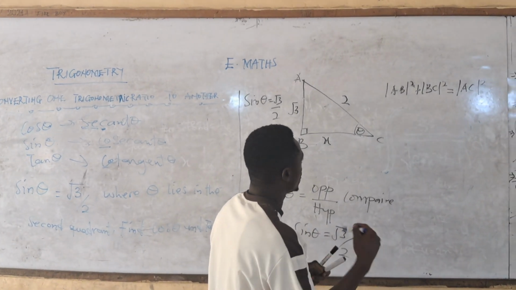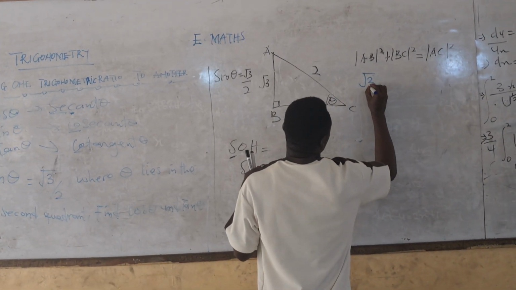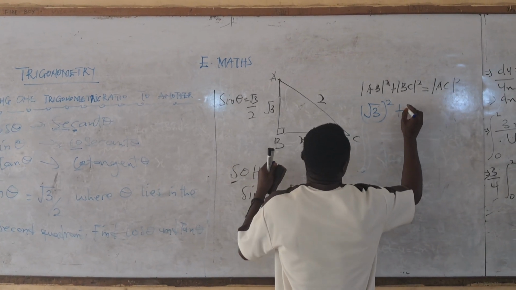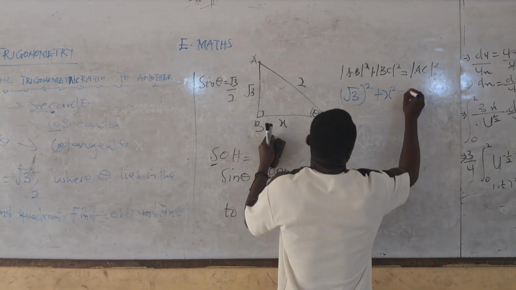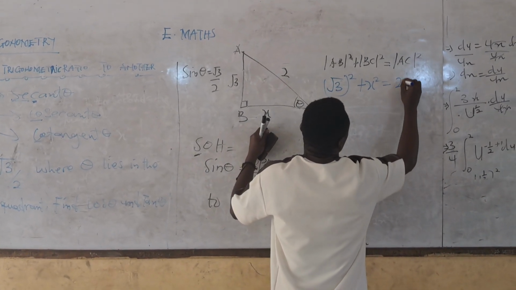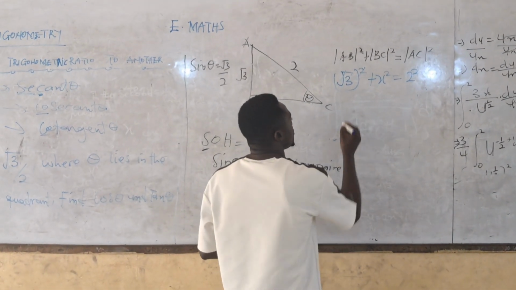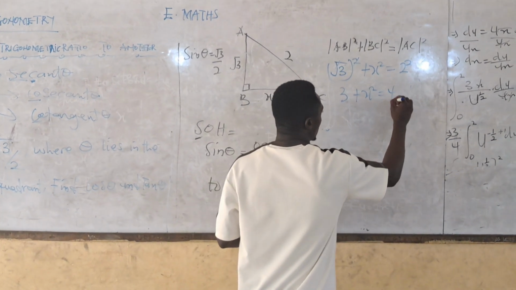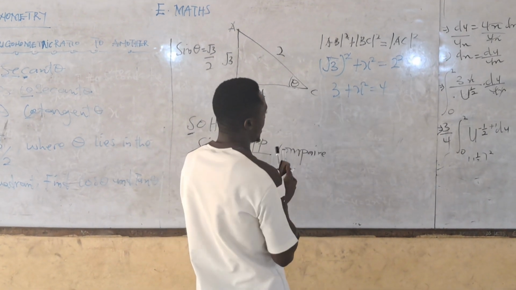So AB is root 3, so you are going to have root 3 all squared plus BC, which is x squared, equal to AC, which is 2 squared. Therefore, these two cancel. You have 3 plus x squared equal to 4. Then we are looking for x.